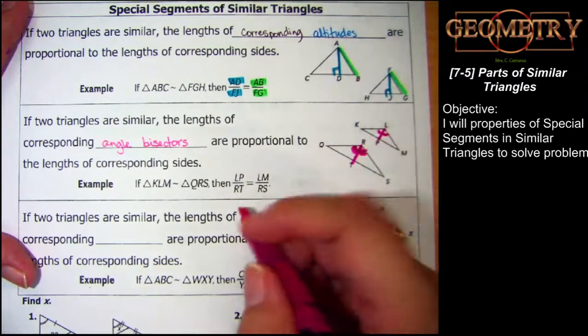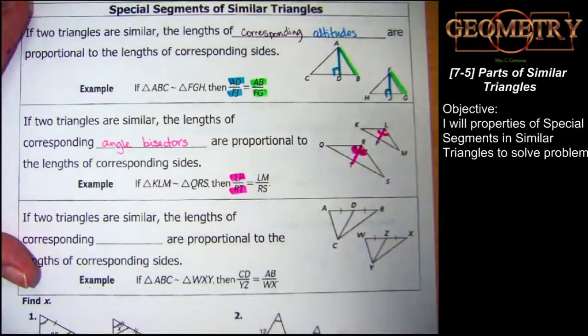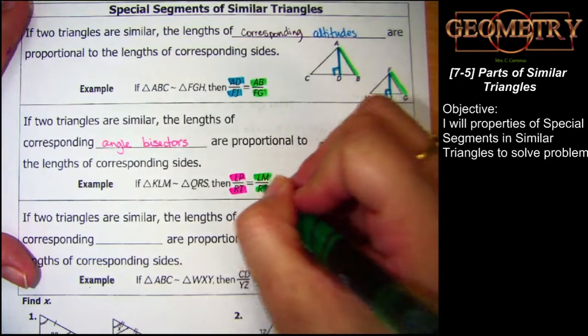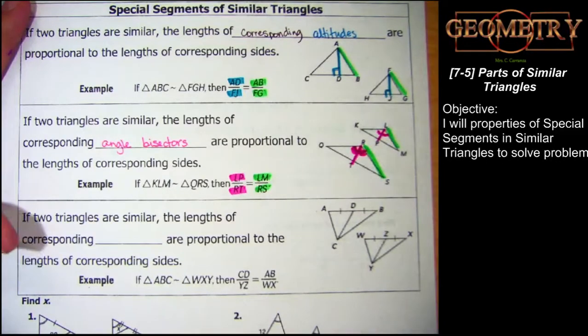Okay, so there's our angle bisector, and it's going to make them in proportion. So let's look at our proportion statement. Here are the angle bisectors in one fraction with each other. And then here is a corresponding pair of sides in the other fraction. Note that that corresponding side can be any of the three sides that you want, as long as they correspond. Okay?